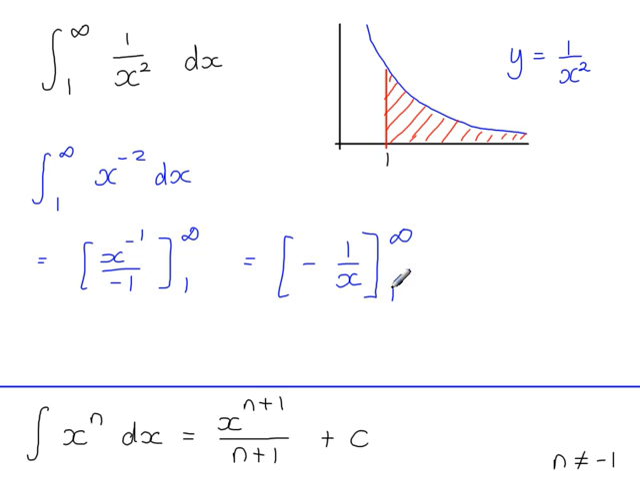And then when we substitute the limits in, so putting infinity into the denominator, so 1 divided by an infinitely large number will give us 0, minus, and then substituting 1 into here will give us minus 1 over 1, which is just minus 1, and that simplifies to 1.